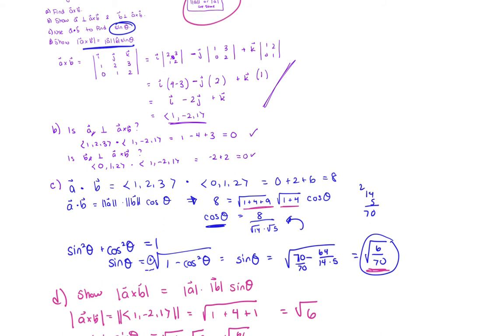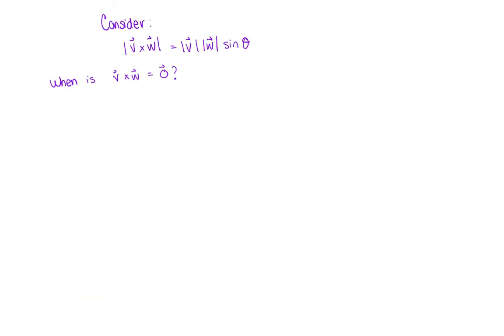But 14 times 5 is 70, so that becomes square root of 70. It cancels with the square root of 70 on the bottom, and I do get square root of 6. So we have verified this equality. We have showed these two are the same. So everything is consistent with itself. All right, let's get a little bit more information from this cross product.